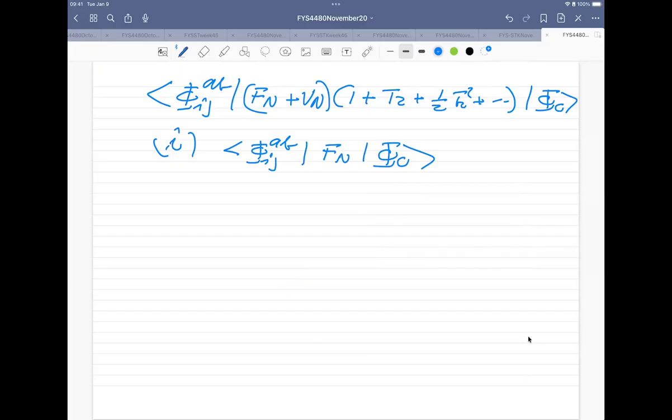So if you look at this term, is this something which would be 0 or non-zero? So this is a yes, no. 0, exactly, because this guy here, when it acts here, produces at most a 1 particle, 1 hole state. But I have to match it with a 2 particle, 2 hole state.